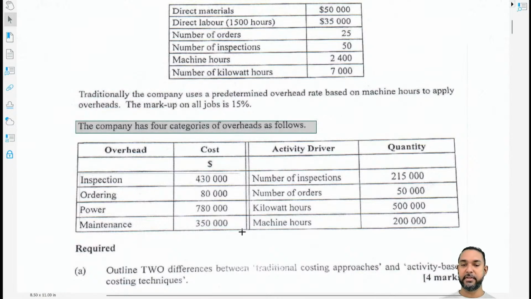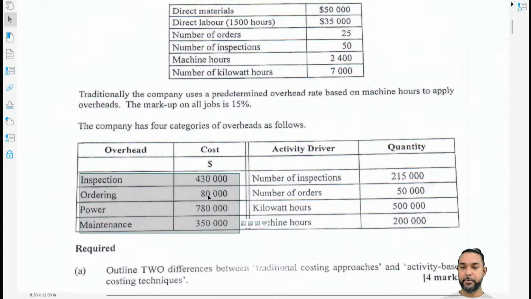All right, okay, so the company has 4 categories of overheads as follows, right? So we said we have these things here. So what we'll do is we'll add up all of these costs to get total overheads, and then we have to divide by machine hours.